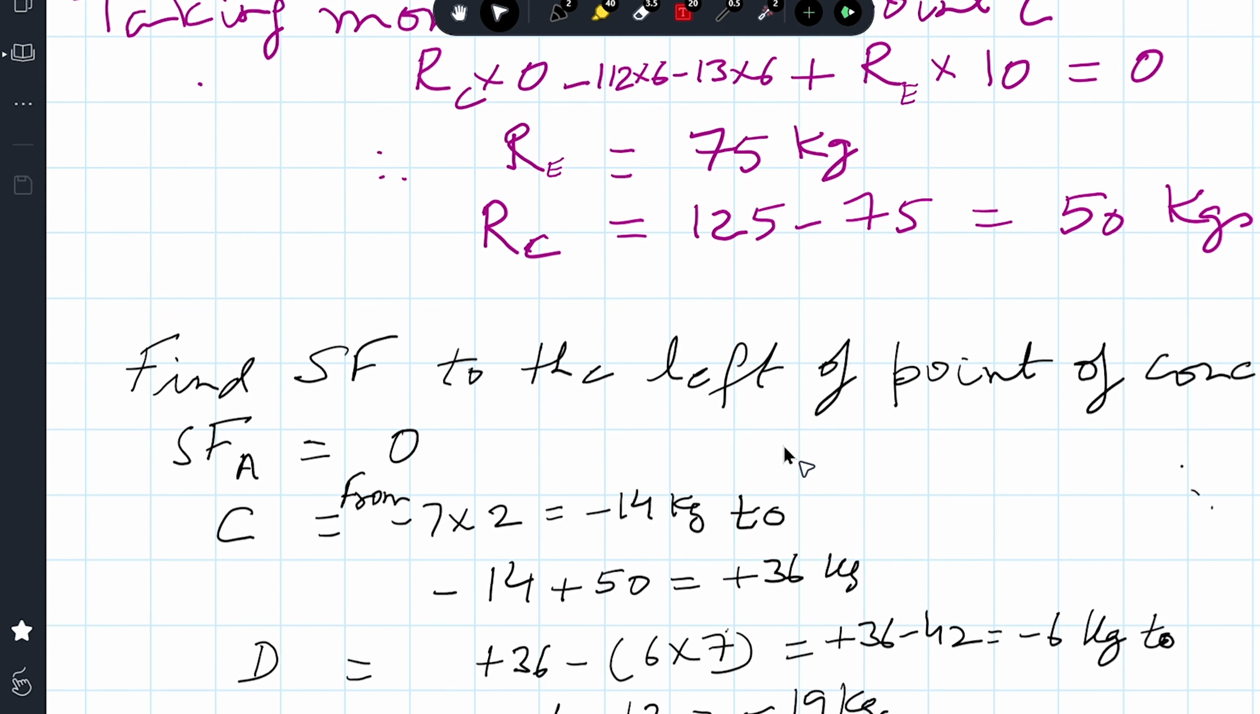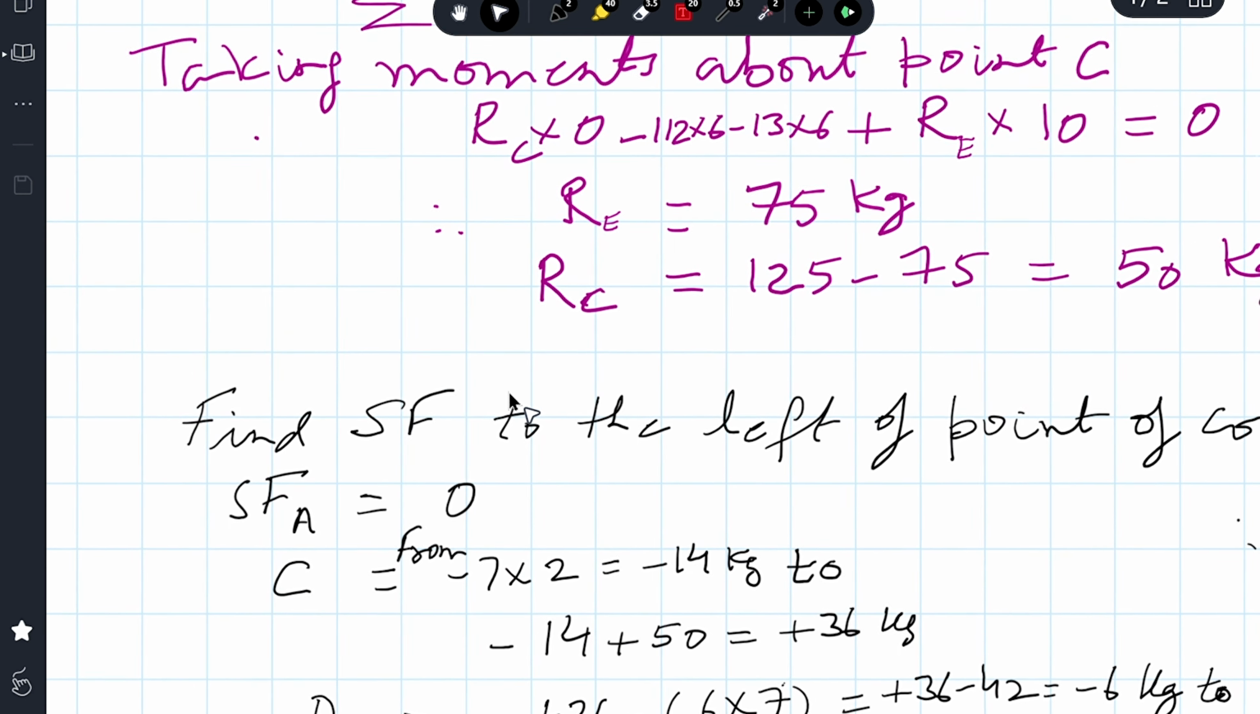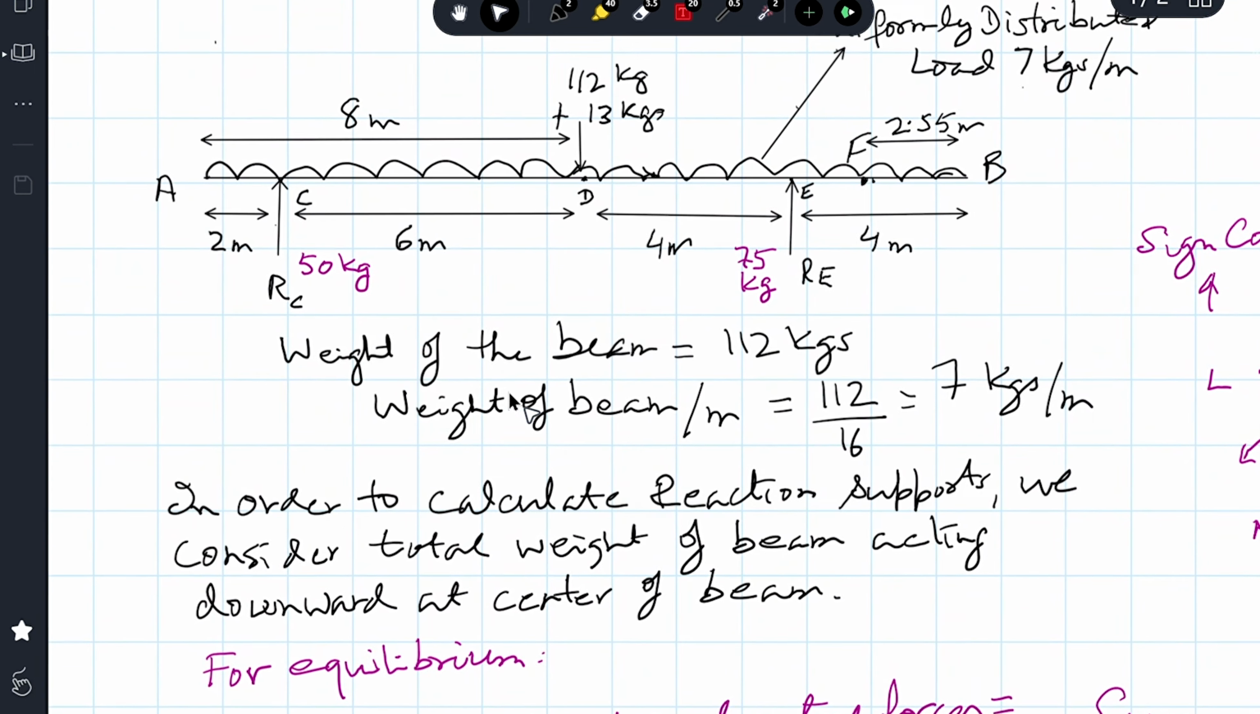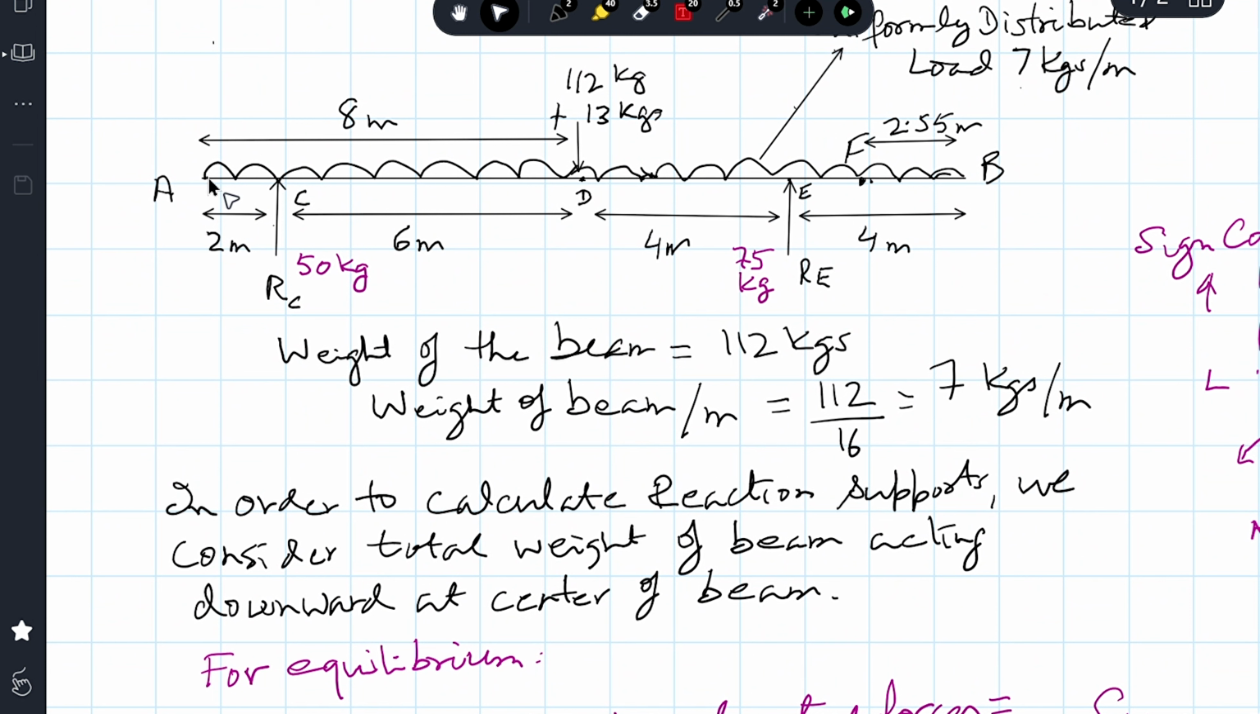So shearing force at A is equal to zero, because to the left of A there are no weights, no forces. So to the left of A nothing is there, so it's zero. Then I come to point C. Now at point C I have a reaction support which is acting at point C. That means it's also like a point force.